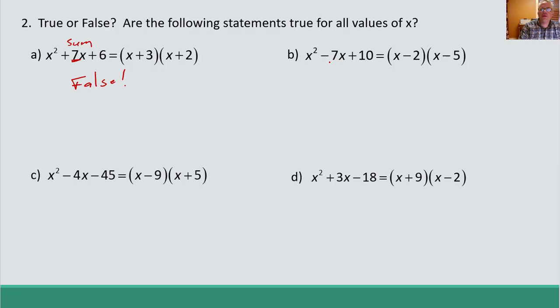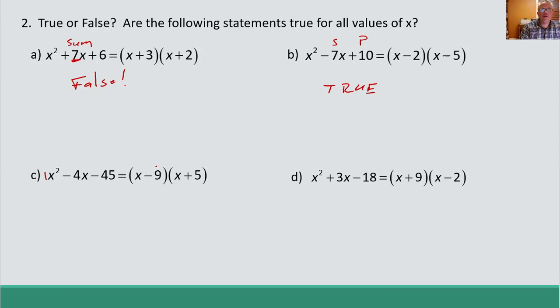Let's take a look at this one. This should be the sum of the numbers. This should be the product of the numbers. Negative 2 plus negative 5 is negative 7. Negative 2 times negative 5 is positive 10. This one is true. By the way, this only works for monic ones with leading coefficient 1.